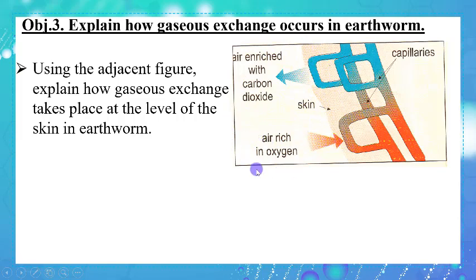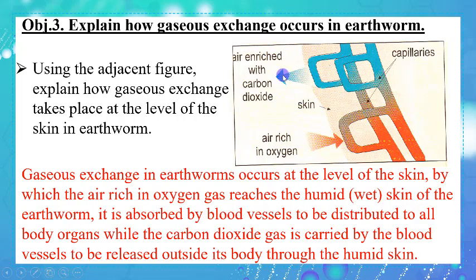You can see that the air rich in oxygen is passing through the skin to the blood capillary, while carbon dioxide, or air enriched with carbon dioxide, is leaving the body of the earthworm from the blood and through the skin to the air. So here we can say gaseous exchange in earthworms occurs at the level of the skin. As you see here, it is happening through the skin, by which the air rich in oxygen gas reaches the humid or wet skin of the earthworm.